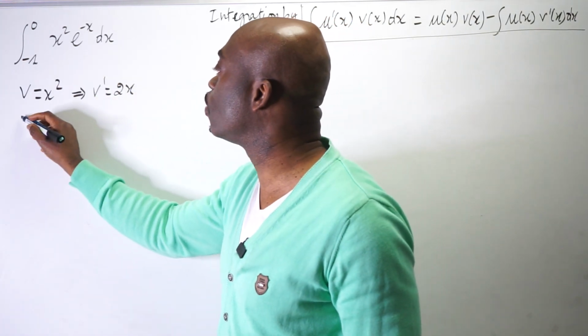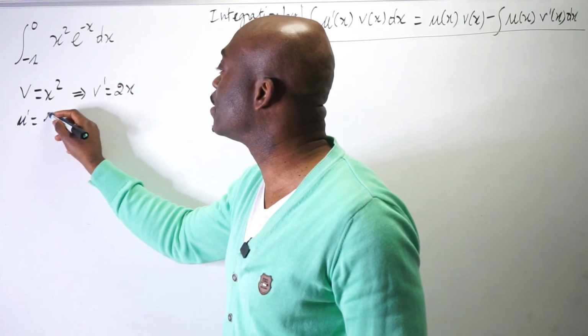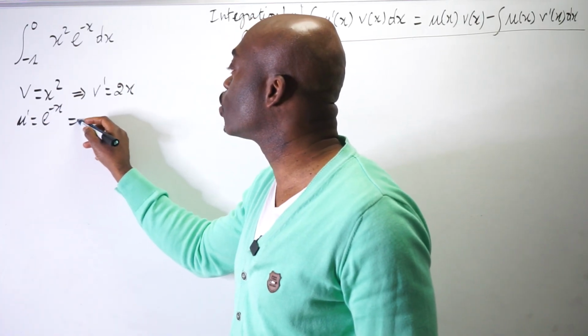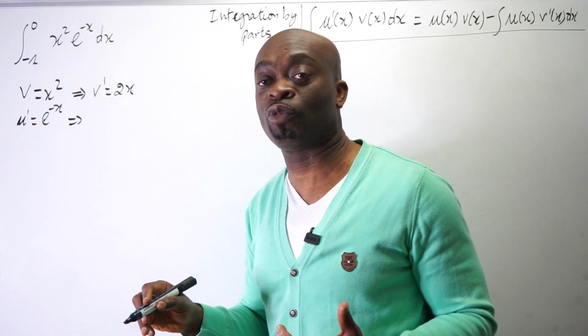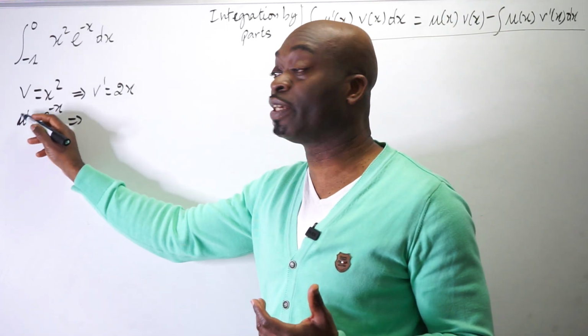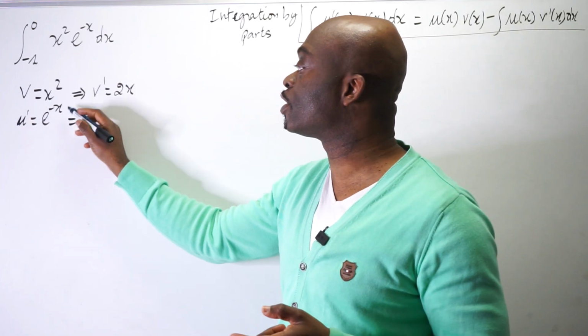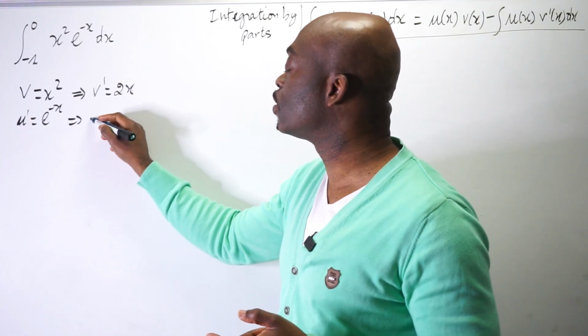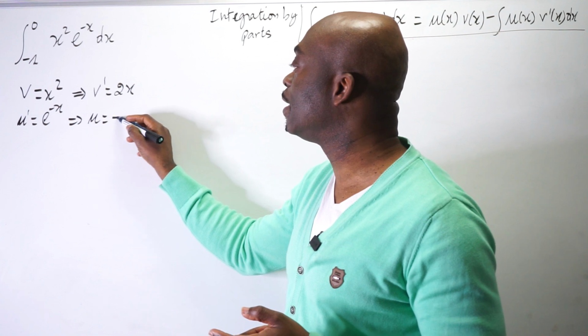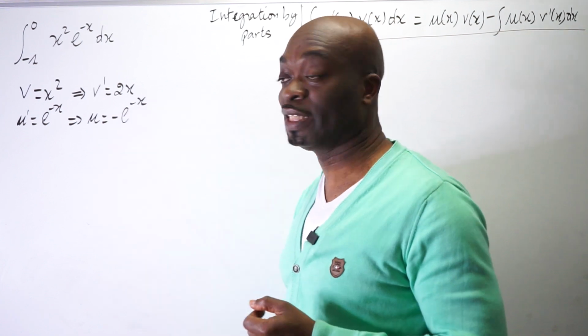And then u prime is e to the negative x. So what is that going to give us? This one is already the derivative, so we have to integrate it to find the original function. The integral of this one is negative, so u is going to be negative e to the negative x.